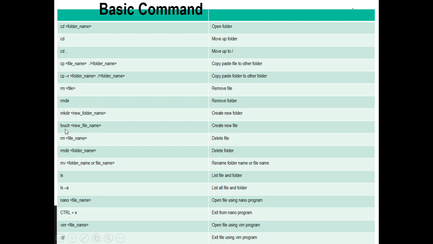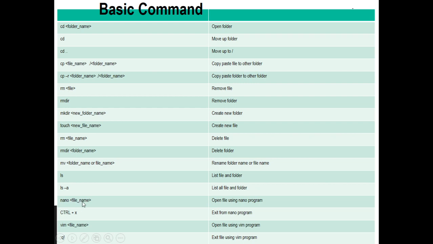touch we can use to create a new file. rm is for remove, delete file. If you want to delete the folder, just type rmdir. mv is rename. So if you want to rename a folder or file name, we can use mv. ls lists all programs in the directory. So if we put -a, we can list all files and folders.